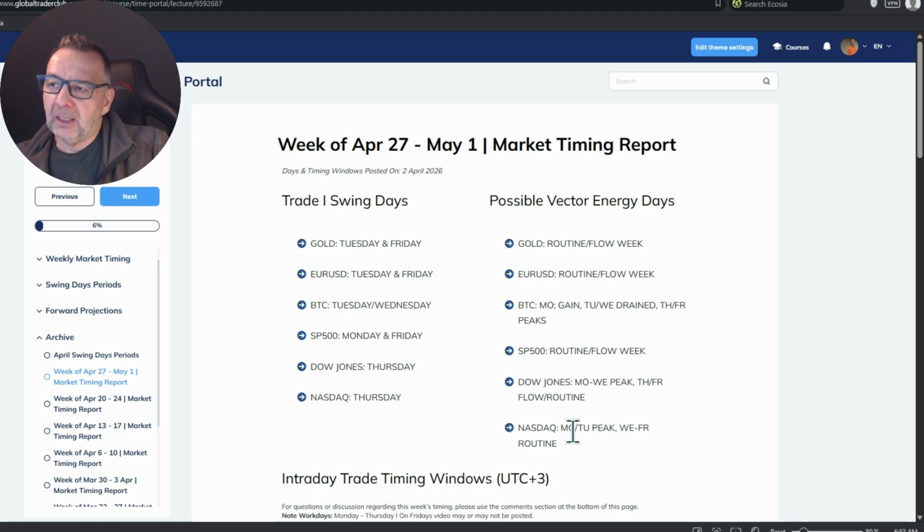So the market should be at a strong kind of a move. We'll see how that panned out. And that's basically how the vector days work.